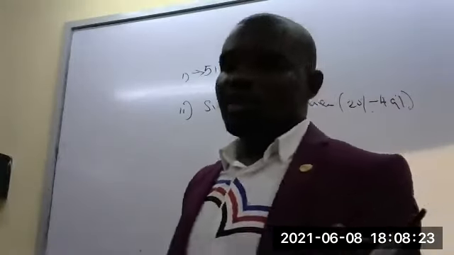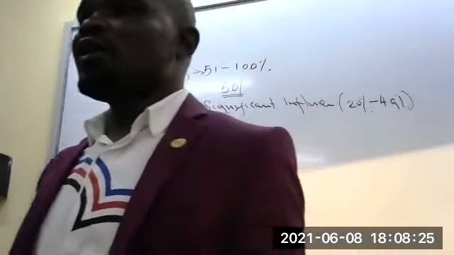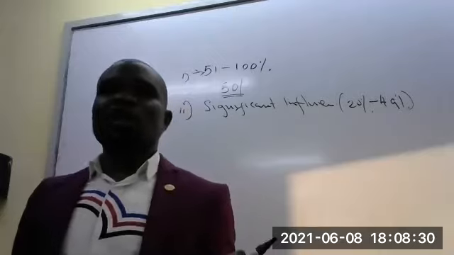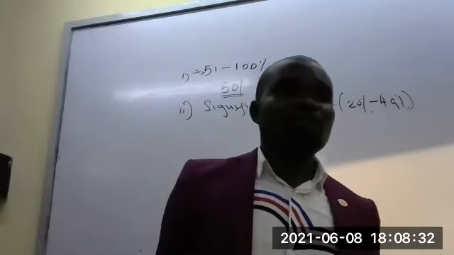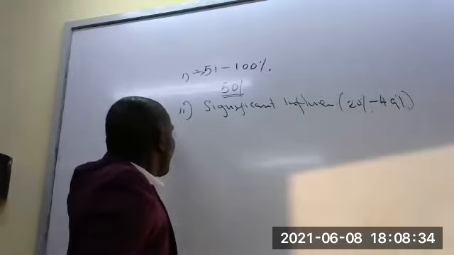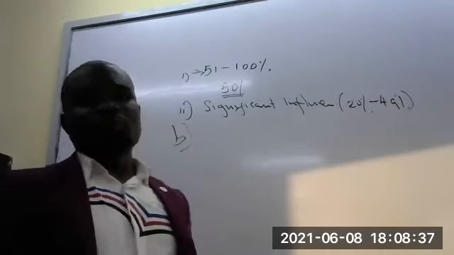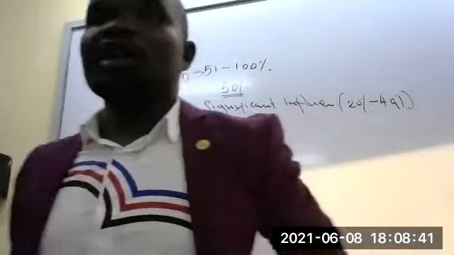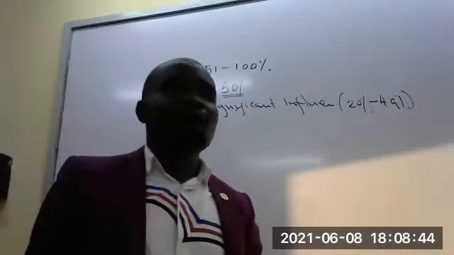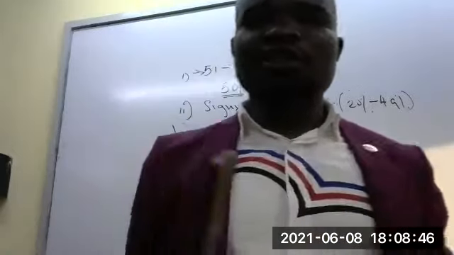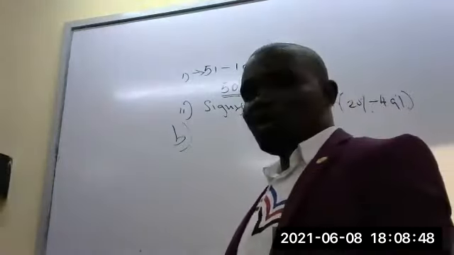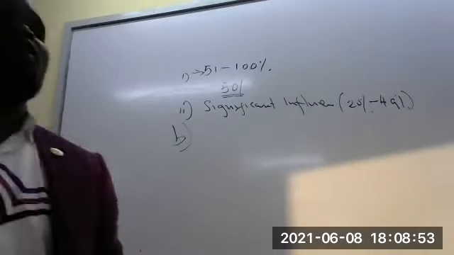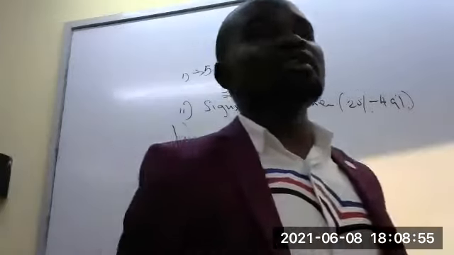So B, what did we say? An entity. So those who are not there, I think you can adjust. An entity, that is B. An entity is related to a reporting entity if any of the following conditions applies.